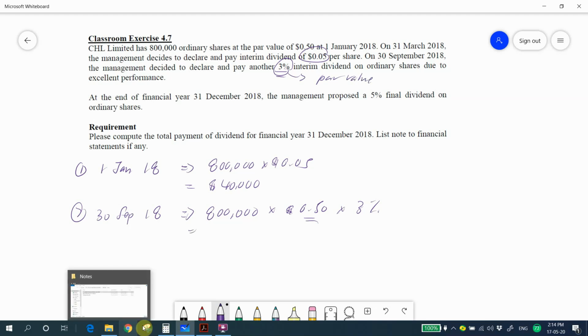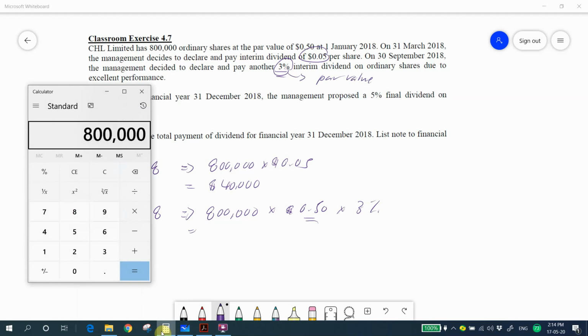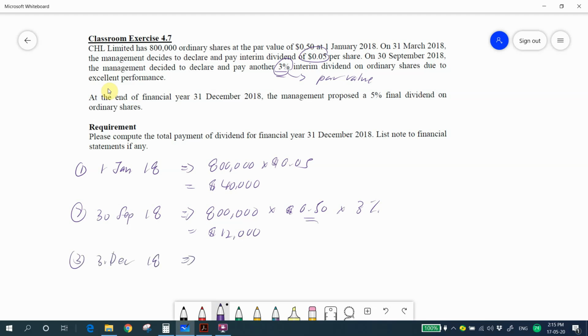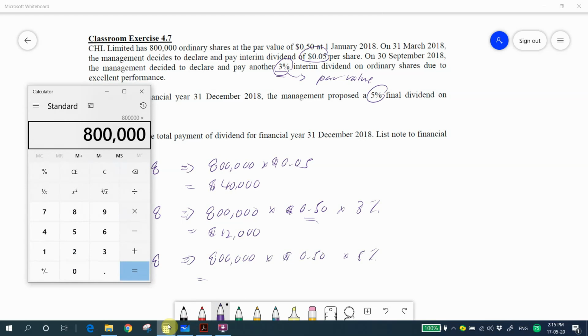So answer: 800,000 times 5 cents each times 3%. So it's 12,000. And last one is on 31st December 2018. How do we compute? They say propose a 5%. So we use 800,000 times 5 cents each times 5%. So what is the value? So answer is 20,000.